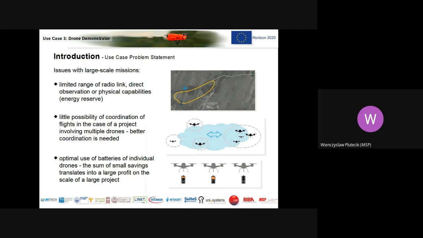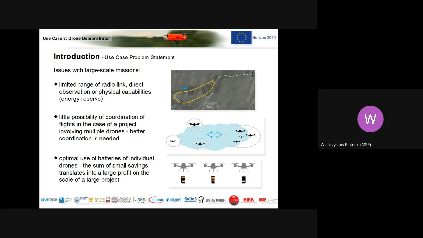So what are the issues today? For tomorrow we want to make the system completely automatic, but today we have to face different issues. The basic one is that we use single drones, which can fly only within the radio link range or visual line of sight. If a drone starts from a point, flies along the route, and before the radio link decreases, it finishes the route and flies back to the operator and lands. So we cannot use the full capability of the flying drone.